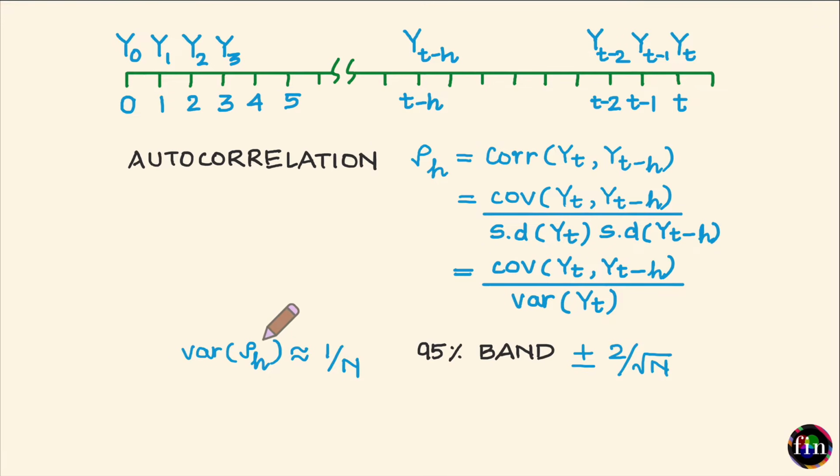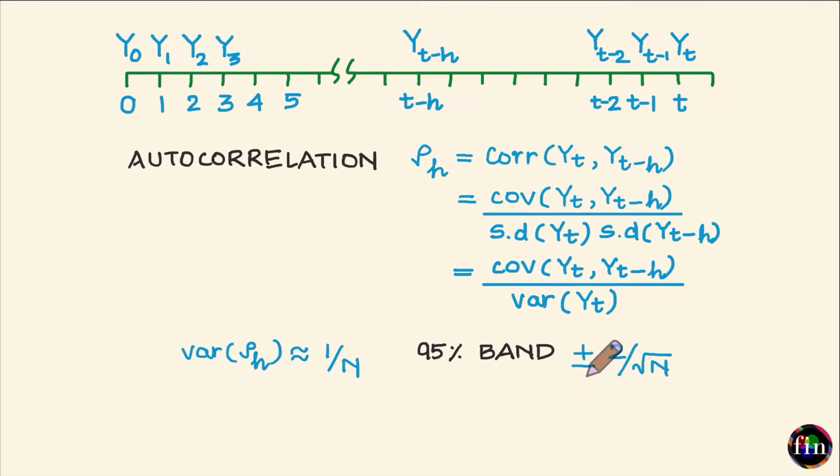If my autocorrelation at any given lag h lies outside this band, I will treat that autocorrelation to be statistically significant, that means statistically different from 0. And if an autocorrelation lies within this band, I'll treat it as statistically insignificant. So this is a very rough, very handy confidence band that can help me detect if any autocorrelation at any chosen lag is statistically significant or not.